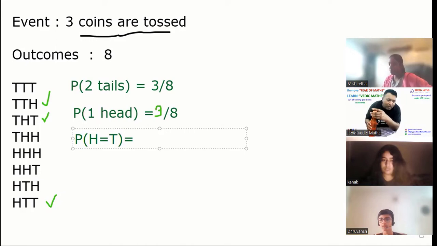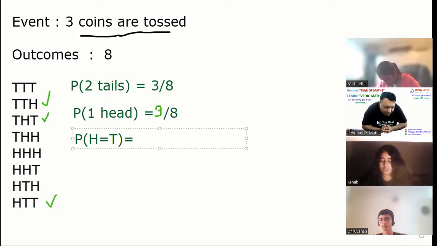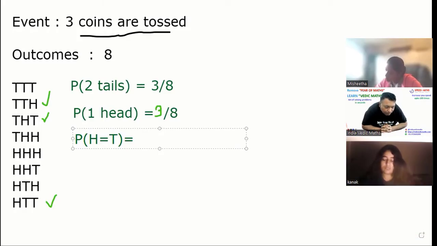What is the probability that you get an equal number of heads and tails? Think, Priyanka, think, Dhruvansh. What is the probability of getting an equal number of heads and tails? Who will explain this to me? Kanak, please. Yes, Kanak.